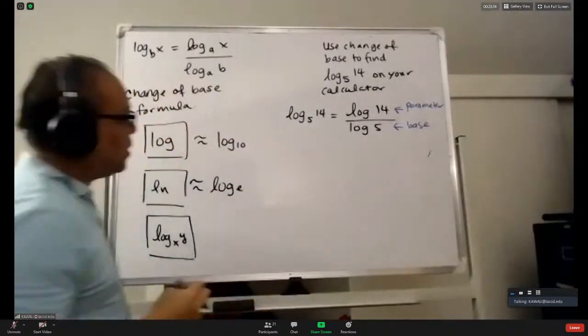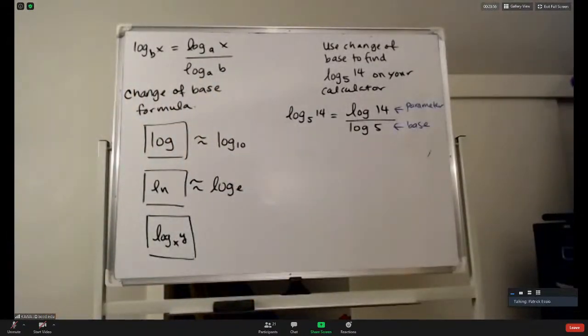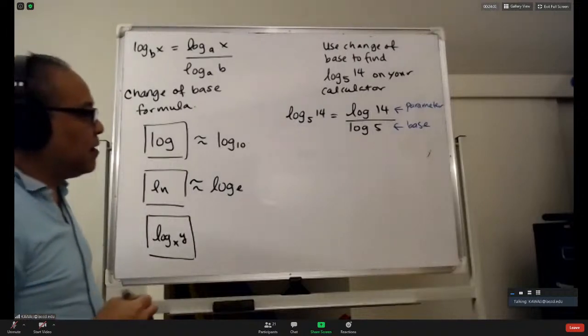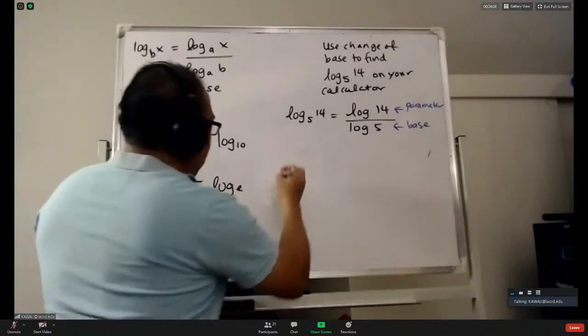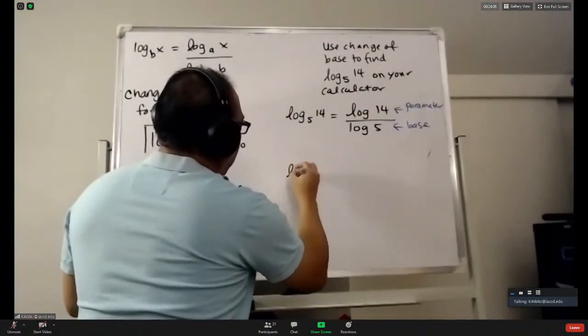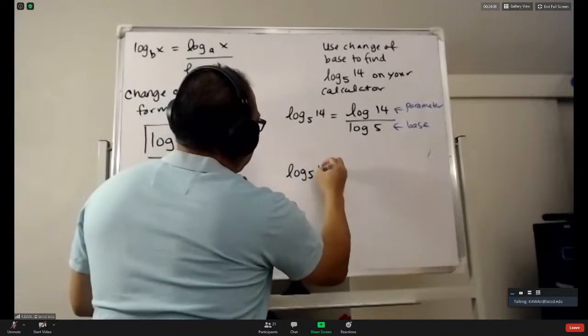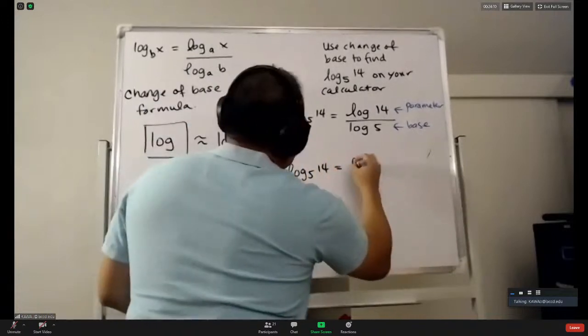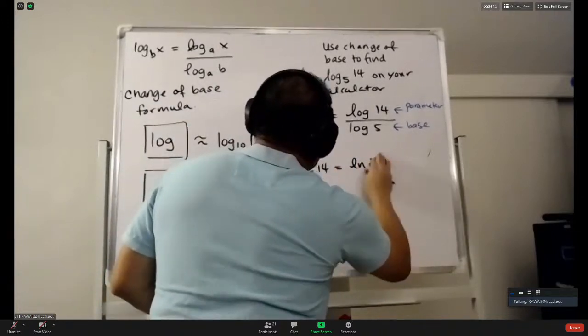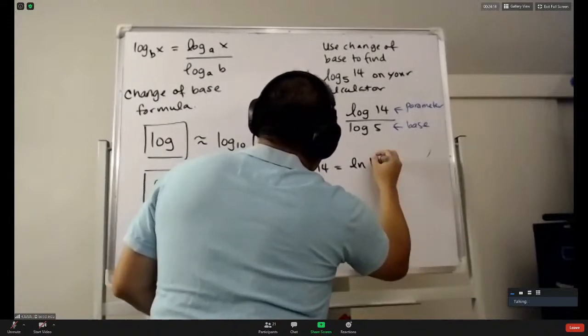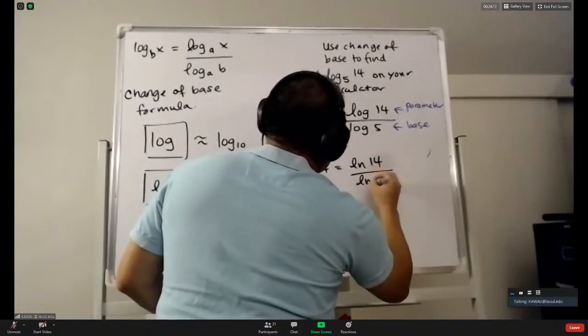Professor? Go ahead. Is there a difference between a non-cursive log and a cursive log? Non-cursive. No, they're the same thing. Okay. It's just how it looks, yeah. So if you go log base 5 of 14 is equal to ln 14 divided by ln 5.